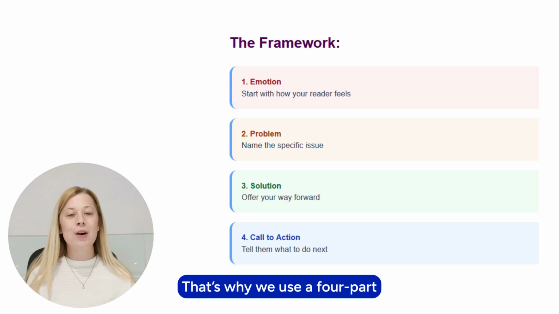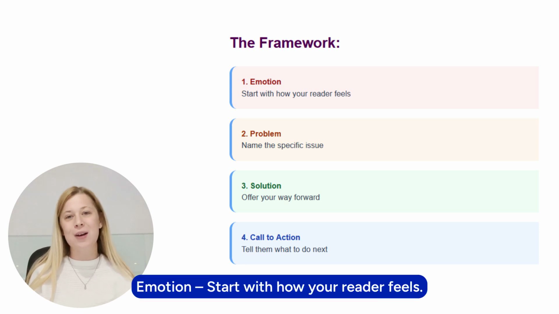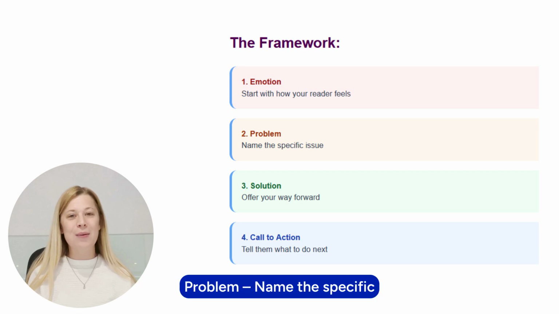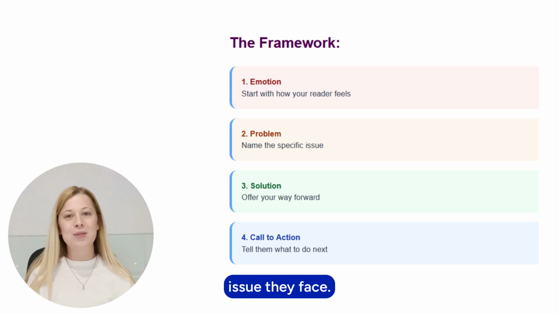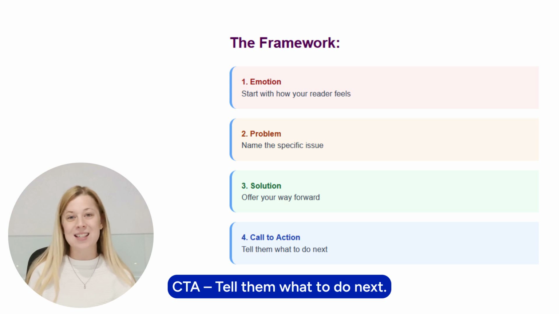That's why we use a 4-part framework to structure content that connects. Emotion. Start with how your reader feels. Problem. Name the specific issue they face. Solution. Share your way forward. CTA. Tell them what to do next.